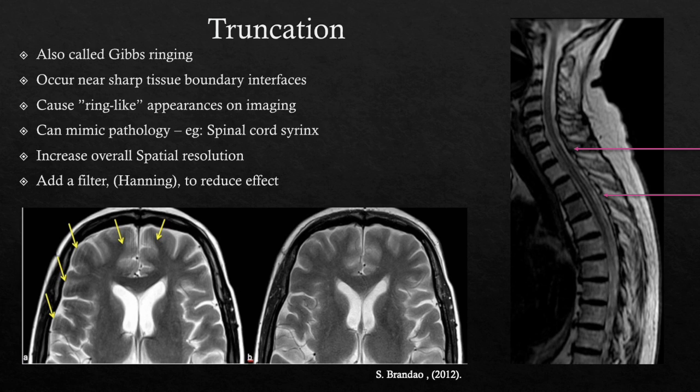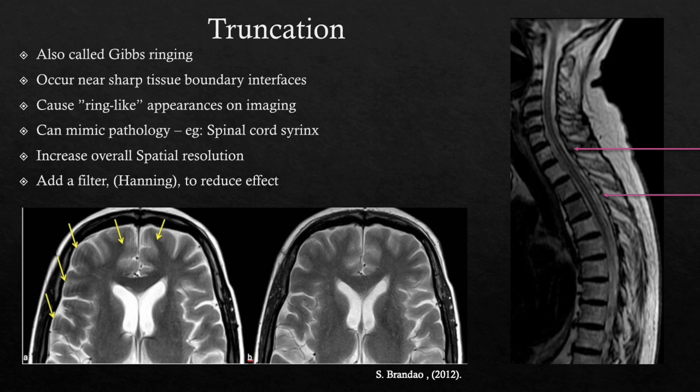So moving on, I'm just going to talk about some truncation artefacts. These are sometimes called Gibbs ringing, and these are quite subtle, so I hope this is reflected in the images. Apologies if it's not clear. So along these yellow arrows, there are some very faint lines. And we usually find these near the sharp tissue boundary interfaces, so in the cranial vault, and then the artifact appears over the parenchyma. And they cause a ring-like appearance on the imaging.